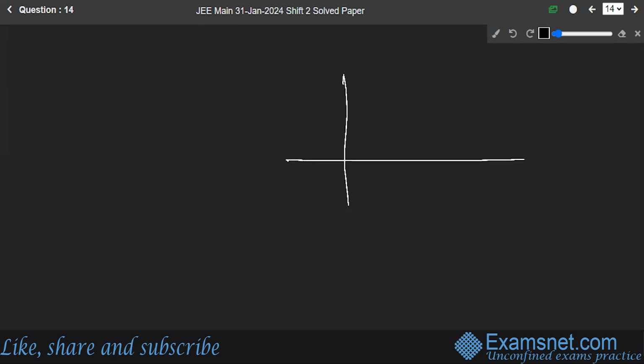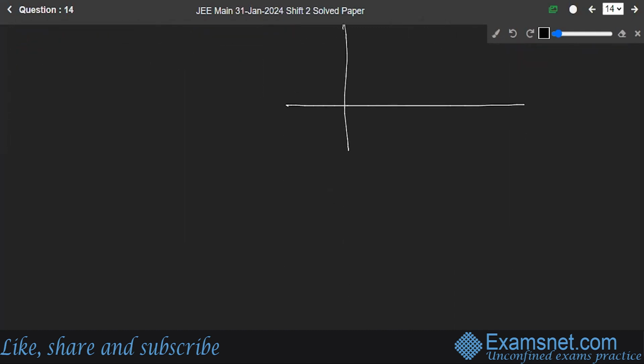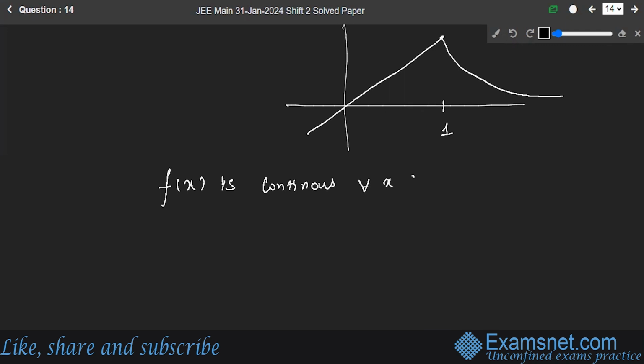It will pass through the origin, a straight line from here till this point, and then it will go like this. Okay, so this is the point x is equal to 1. That means f(x) is a continuous graph, no breakage, for all x belonging to real numbers. So that makes m equal to 0.